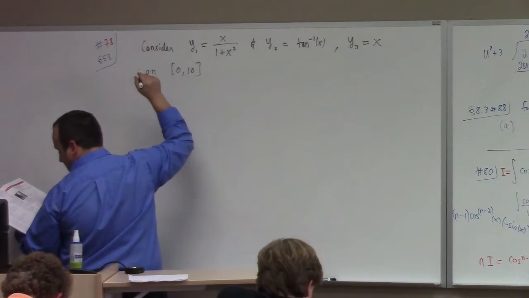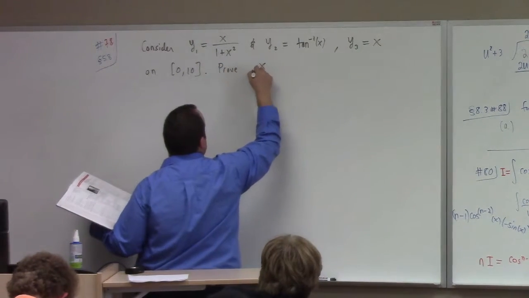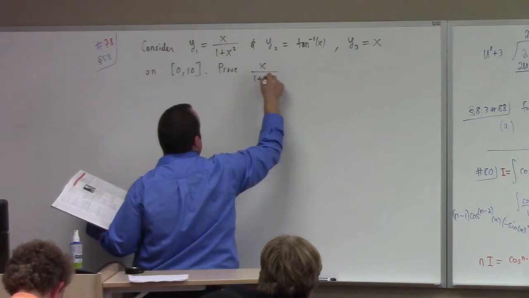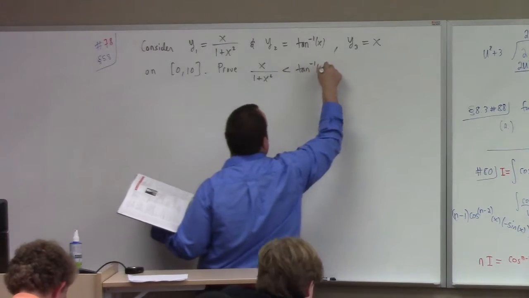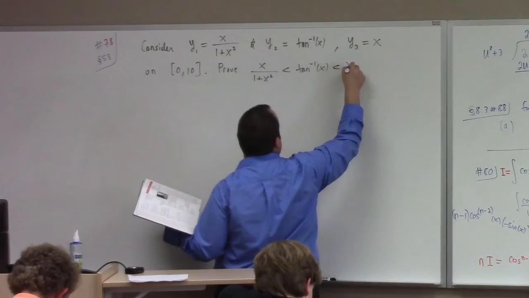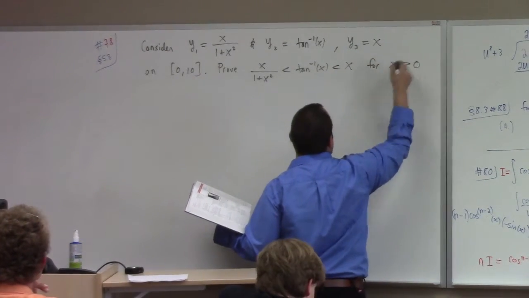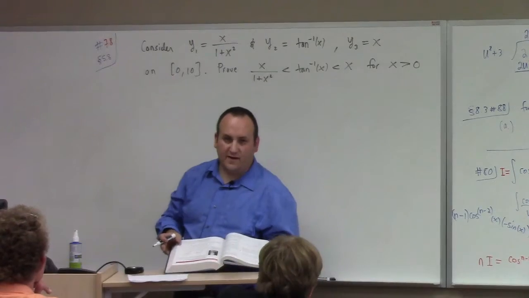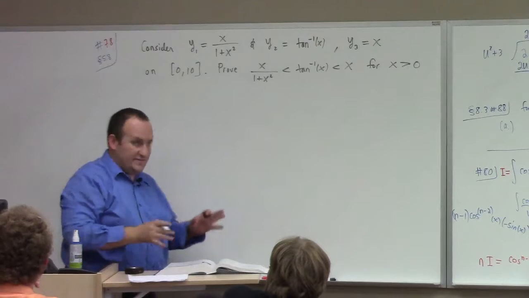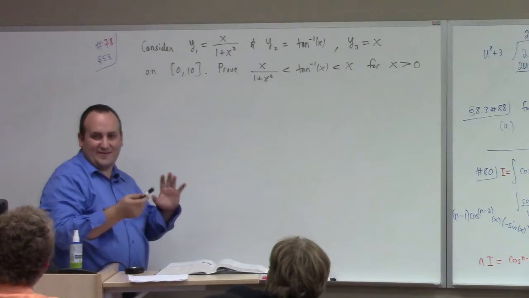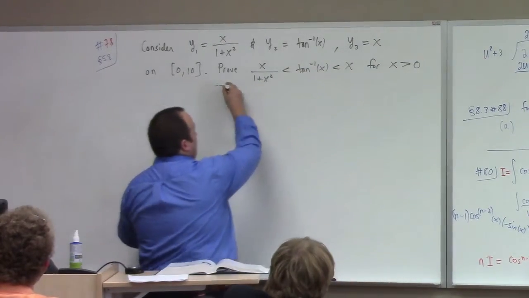All right. And we're supposed to prove x over 1 plus x squared is less than inverse tangent of x is less than x for x greater than 0. Now, the graph part is really optional. Essentially that graph part is like, hey, it's helpful if you look at that. It might give you some sense of what you're doing. The actual problem is this right here.